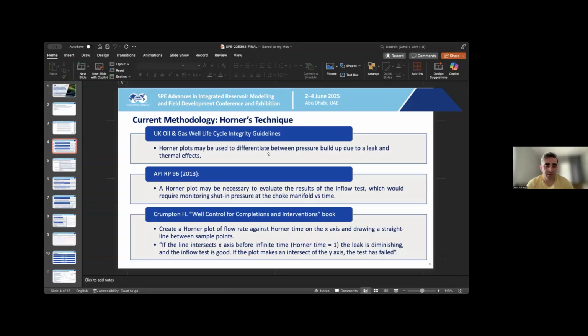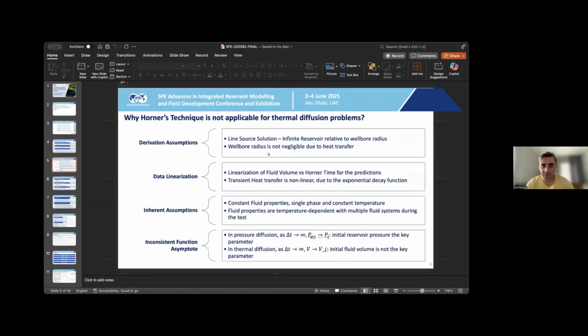And then in the book, Crompton shows that we can make a plot of flow rate against Horner time on the x-axis and draw a straight line, and then compare whether the line intersects the x-axis. If it's the same, the liner is tight. If it crosses the y-axis, the liner is leaking. There's only one plot, however the Horner technique itself isn't applicable to liner inflow tests. I will not go over all of this because it's going to take a while. I will just mention the most important ones.